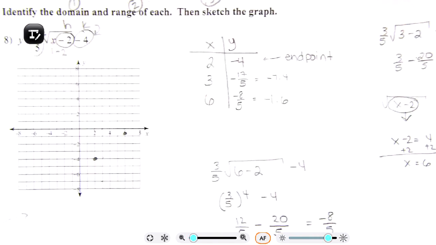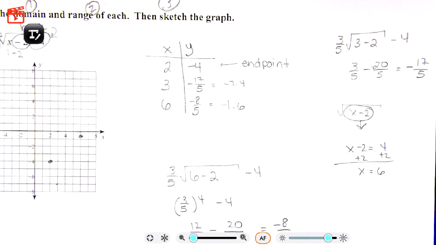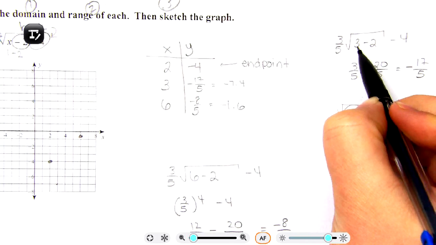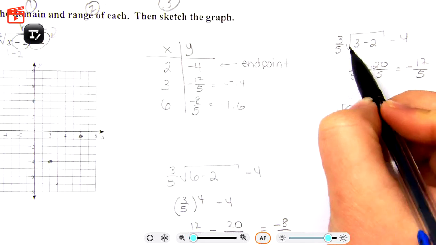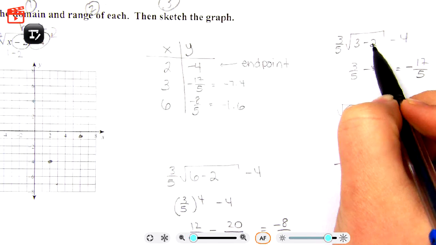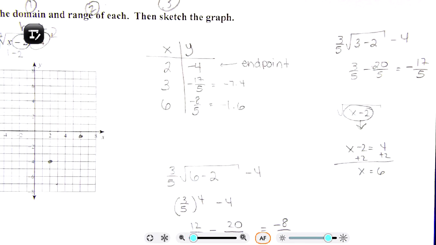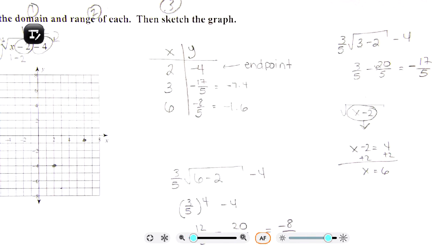So let's double check. Let's go back here. 3 minus 2 is 1. The square root of 1 is 1. 1 times 3 over 5 is 3 over 5. So 3/5 minus 4 is negative 17 over 5. And we're going to convert that to a decimal. Still saying that I get it right. So let's see what's happening here. What did I do wrong?